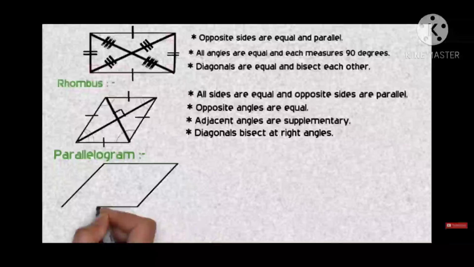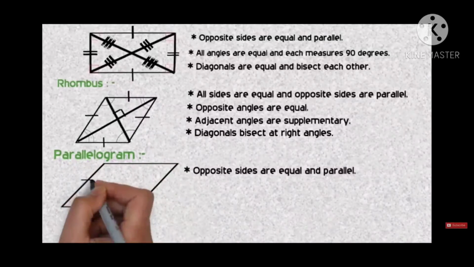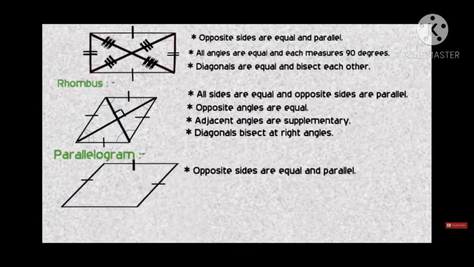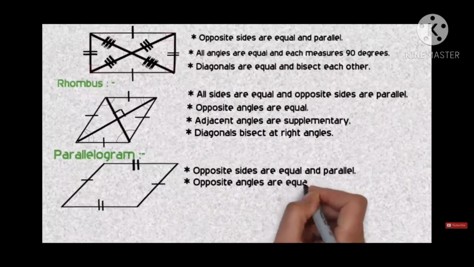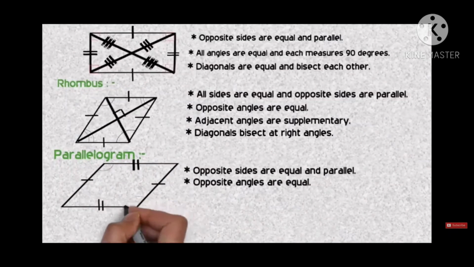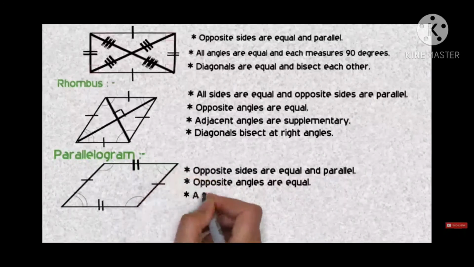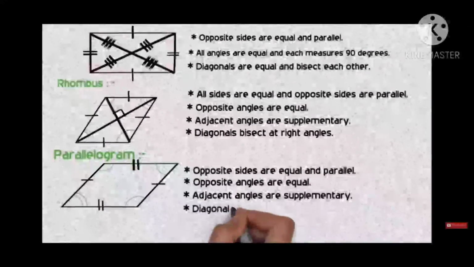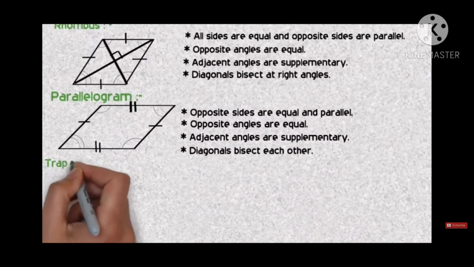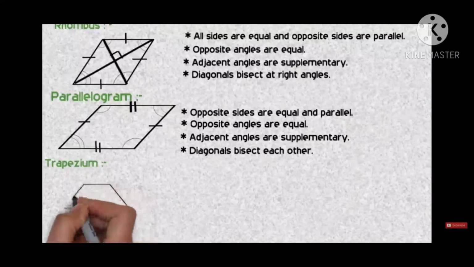Next one is parallelogram. Here, the speciality of a parallelogram is that opposite sides are equal and parallel to each other. Opposite angles are equal. As in a rhombus, here also the opposite angles are equal, and adjacent angles are supplementary. In a rhombus and also in a parallelogram, the adjacent angles are supplementary.